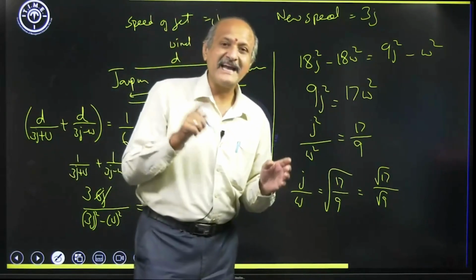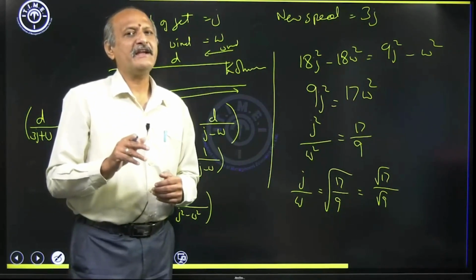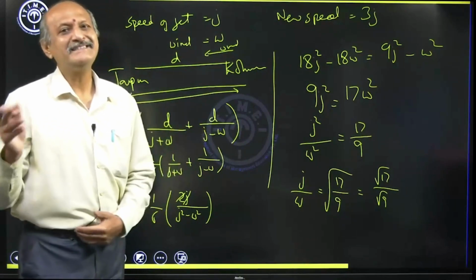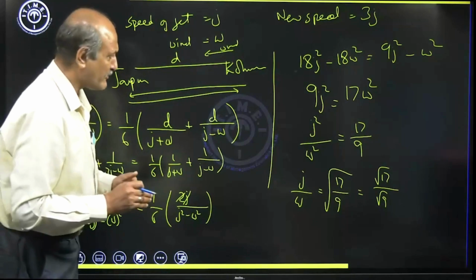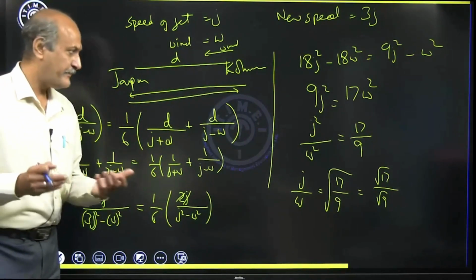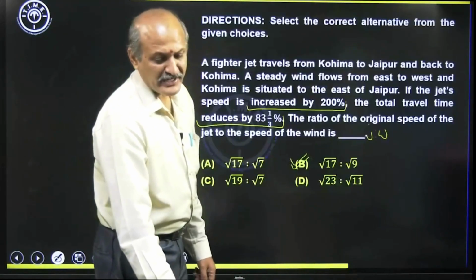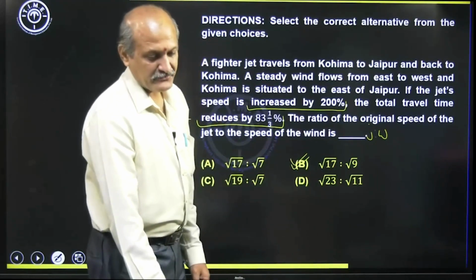If it goes against the wind, the speed is going to reduce. So there we take the effective speed as the speed of the object minus the speed of the wind. That's a little bit important, and that's what we are applying in this question to get our answer. So the ratio is root 17 is to root 9. That's there in option B here. That's the answer to this question.